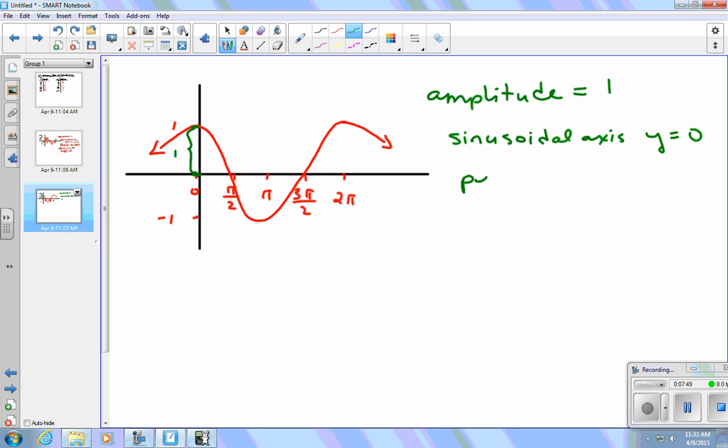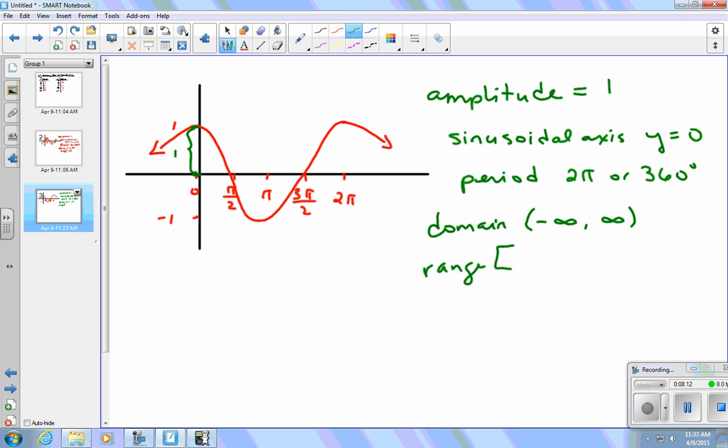The period, or length of the cycle, and we're going to use the term period here, again is 2 pi radians or 360 degrees. The domain and range are exactly the same. The domain, the x values, can go as high or as low as we want, and the range is -1 to +1.